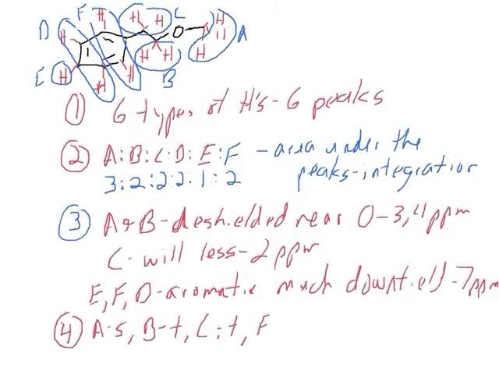F will be coupled to D, and that will be a doublet. D will be a doublet of doublets or a triplet, you want to look at it. And E will also be a doublet. If they're coupled to each other 3 bonds away, that means they have the same coupling constant. And that's how we know they're coupled to each other.